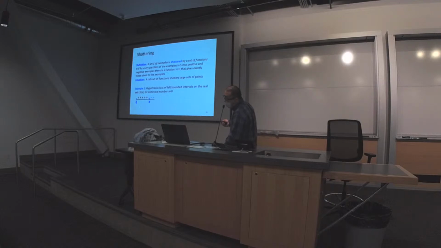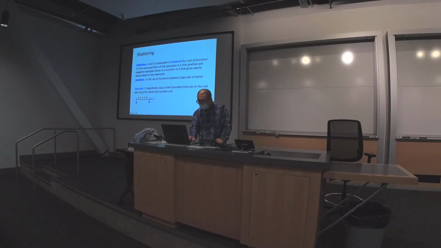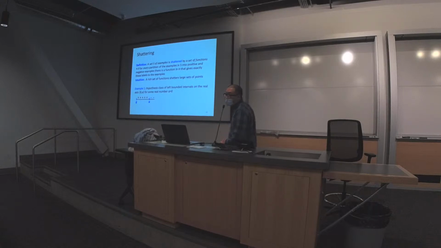So obviously, the left bounded intervals can shatter 1 point. If you have some point, when you give the label as positive, you can put A on the right, and it gives the correct prediction. If the label is negative, you can put A on the left hand side, so you give the correct prediction. But is it able to shatter 2 points?